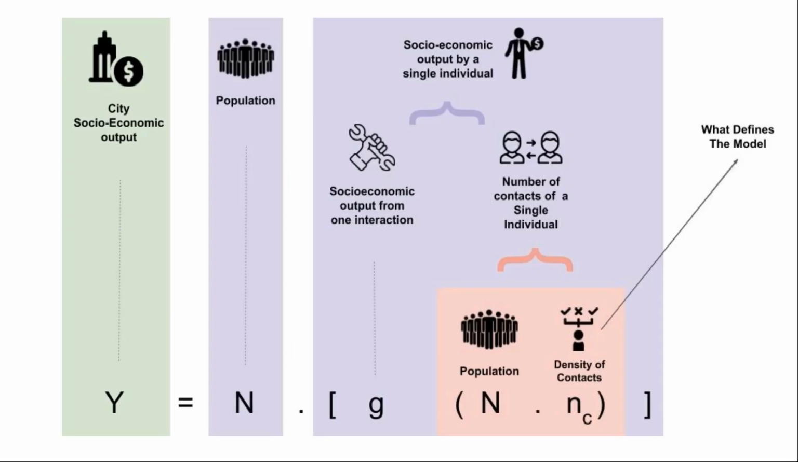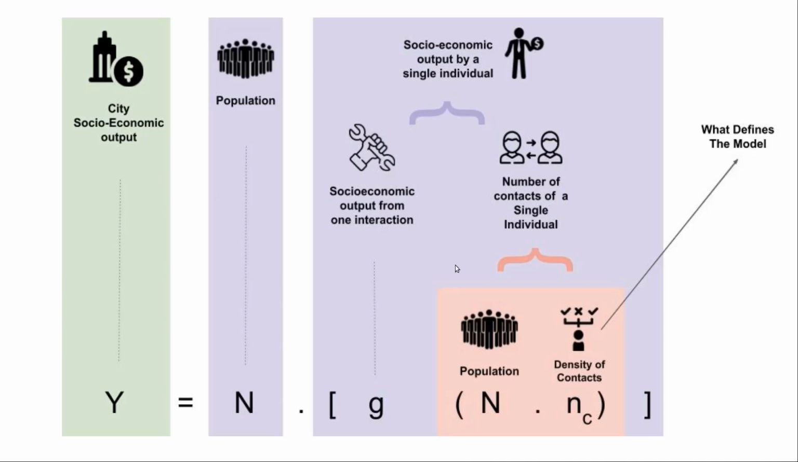And basically, in the case of socioeconomic output, there is a general approach here. For example, the idea is that the model proposes a density of contacts. That means the number of contacts in relation to the population size. So when I multiply by n, we have the number of contacts that one single person has. And if I multiply by a constant, or not a constant, a function that represents the output from one interaction, we have the total socioeconomic output of a single person. Then if I multiply by n, of course, I have the total socioeconomic output of the city, right?